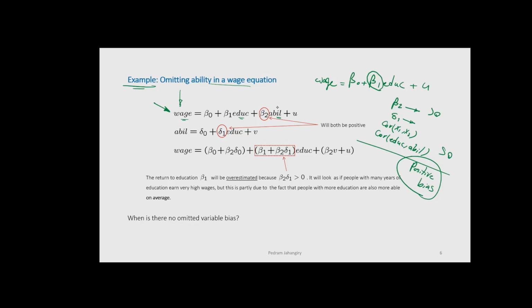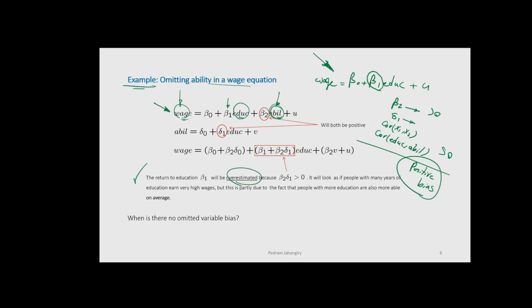So I want you to think about it like this. If ability is dropped, what will happen to this one? What was the relationship between ability and wage on one hand? What was the relationship between ability and education on the other hand? And then you multiply these signs by each other to figure out the effect on beta 1. Was it a positive bias or negative bias? Okay. So in this case, the return to education beta 1 is going to be overestimated in this model.